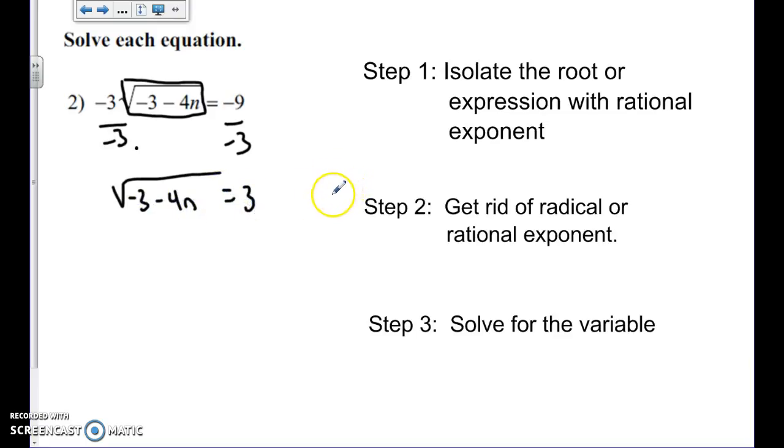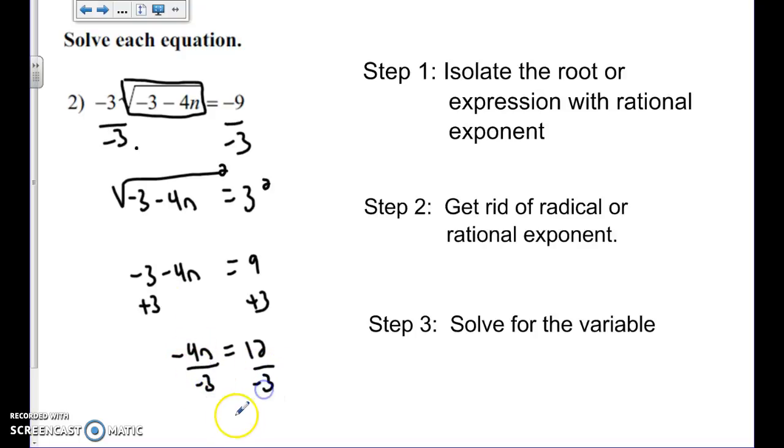So now I have the root by itself, so I want to get rid of it. To get rid of square roots, I square both sides. So I get +9, and then I have -3 minus 4n. I'm going to add 3 to both sides, and I end up with -4n equals 12. If I divide both sides by -4, I get n to equal -3. Not too bad. Let's get another one.